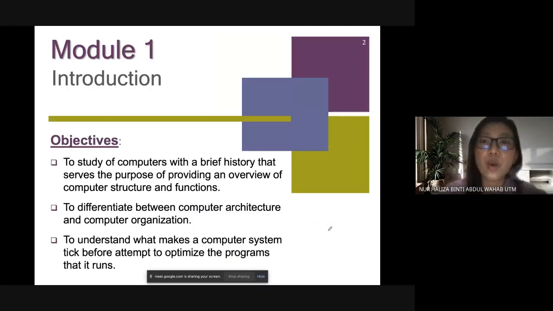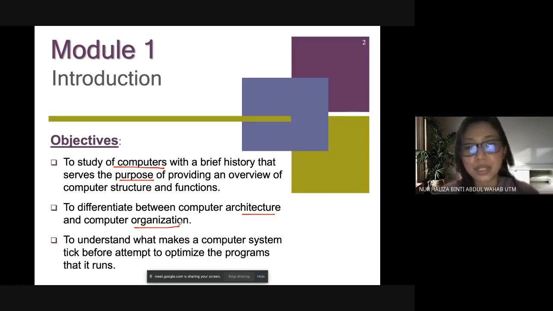So over here, why do you need to learn COA, computer architecture and organization? Why do you need to know and to learn about your computer? First of all, of course, you need to study the history and the purpose of the computer and so on. And then the second objective is to differentiate between computer architecture and computer organization. This is the one that I mentioned. You need to know the difference between each other.